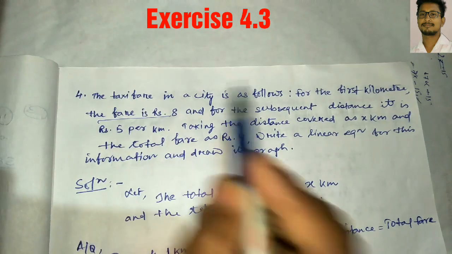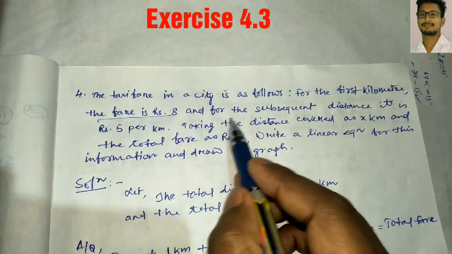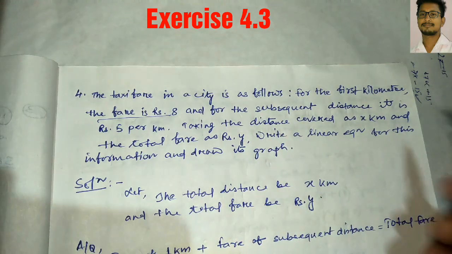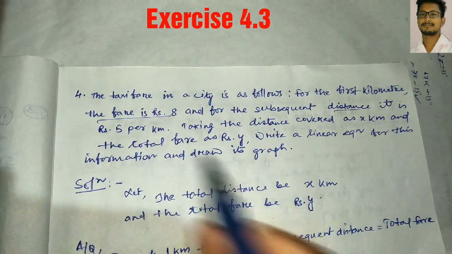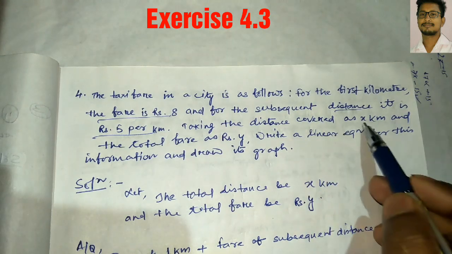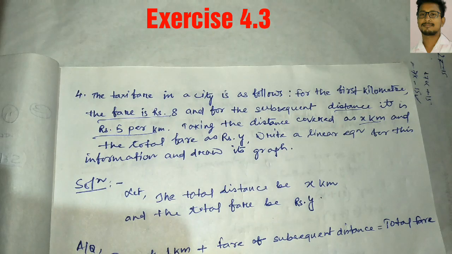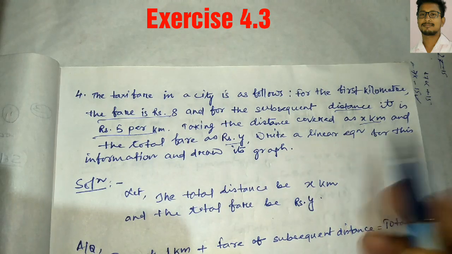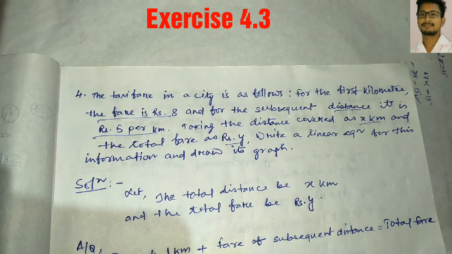You have to pay for the first kilometer 8 rupees, and for the subsequent, the remaining distance, we have to pay per kilometer 5 rupees. Clear? For the first kilometer we have to pay 8 rupees, and the remaining kilometers we have to pay 5 rupees per kilometer, taking the distance covered x kilometer. So they are asking to take the total distance be x and total fare be y, then find the linear equation and draw the graph also.